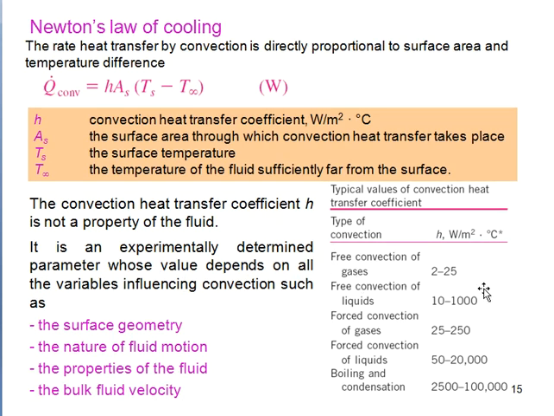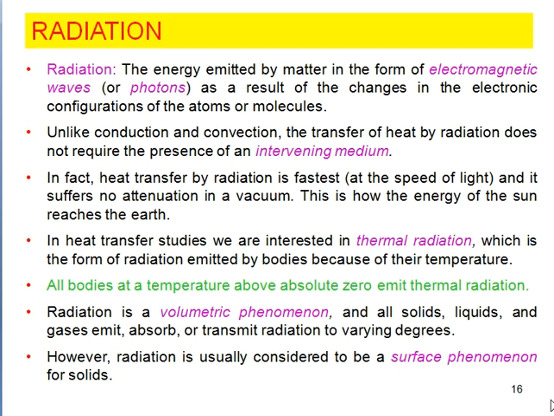And what are the values of this heat transfer coefficient for different fluids? It is given: free convection of gases 2 to 25, free convection of liquids 10 to 1000, forced convection for gases 25 to 250, forced convection for liquids 50 to 20,000, and boiling and condensation 2,500 to 1 lakh watt per meter square degree Celsius.